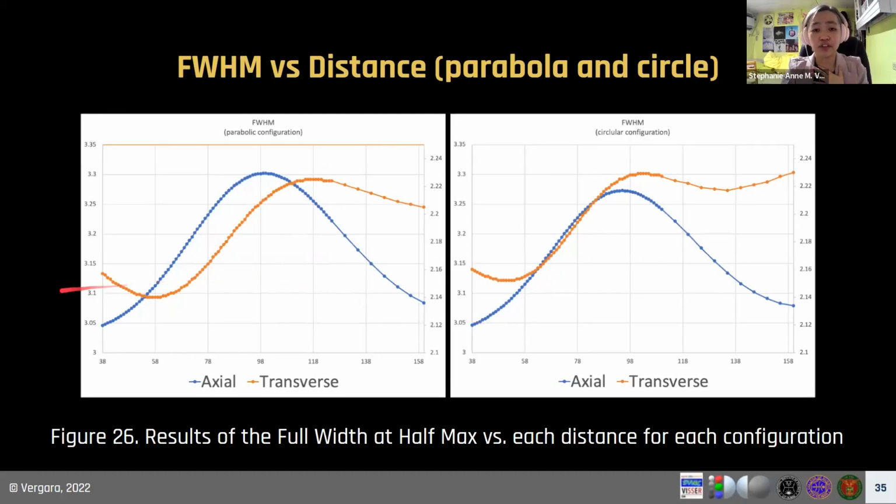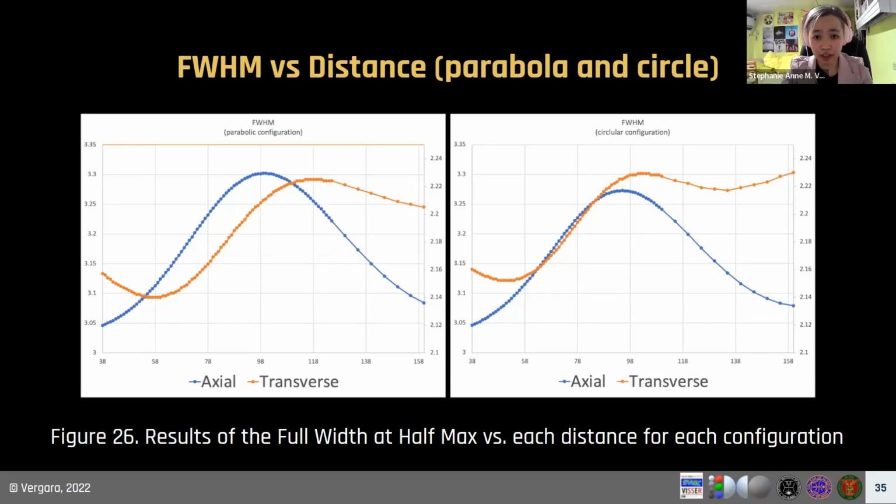Meanwhile, for the transverse intensities, which is represented by the orange line, it is not the smallest distance that results in the lowest full width at half max. So according to the data gathered, the distances with the lowest full width at half max for the circular configuration is around 48 millimeters up to 54 millimeters. And for the parabolic configuration, the distances range from 55 millimeters to 60 millimeters.